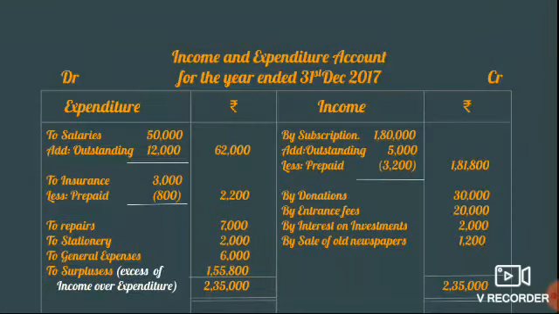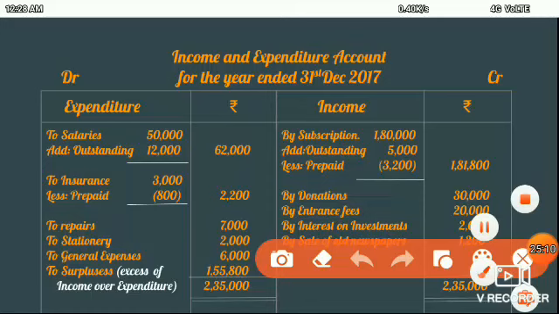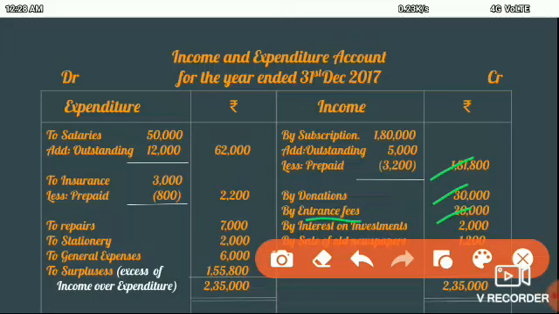In this way, after the entering of the remaining items, this is how our income and expenditure account will appear. We will have subscription, donation, then entrance fees, by entrance fees 20,000, by interest on investment 2,000, then by sale of old newspapers, we have 1,200. Then on the debit side, we will have salaries, which we have already seen, then insurance we have seen already. Now to repairs 7,000, to stationery 2,000, to general expense 6,000.